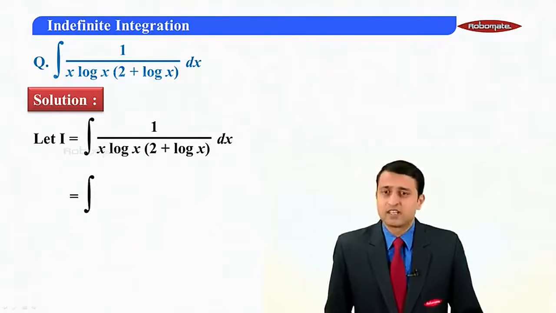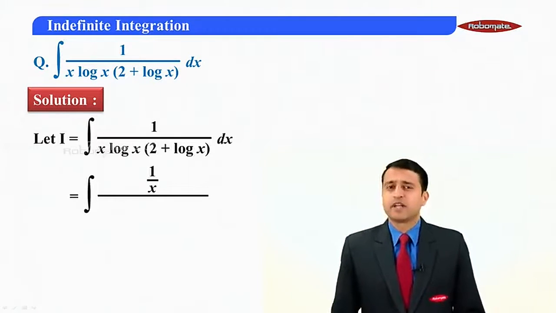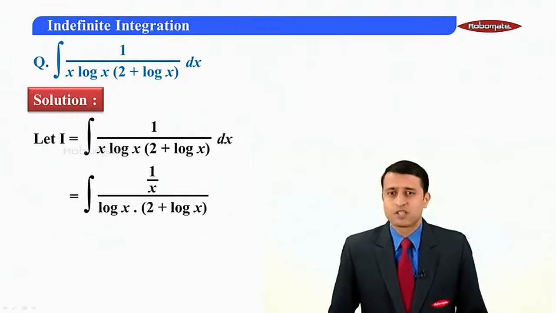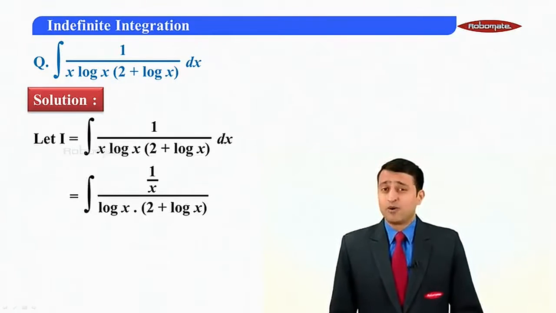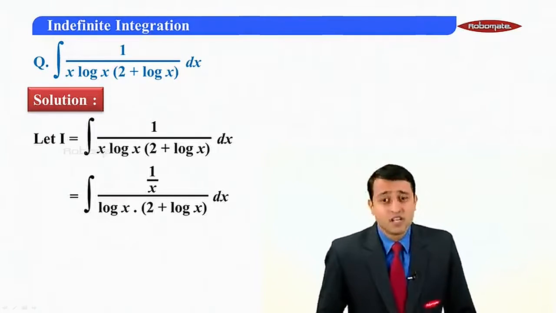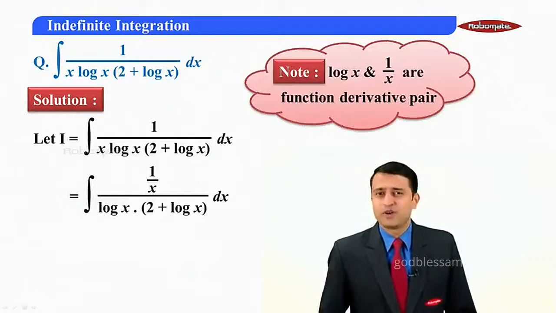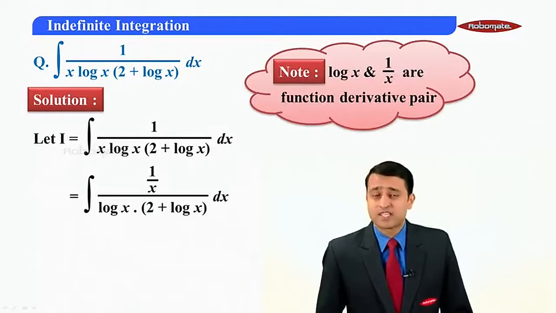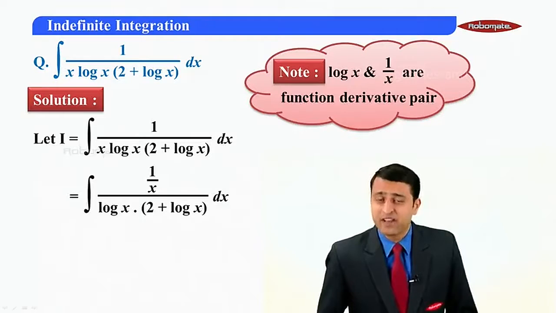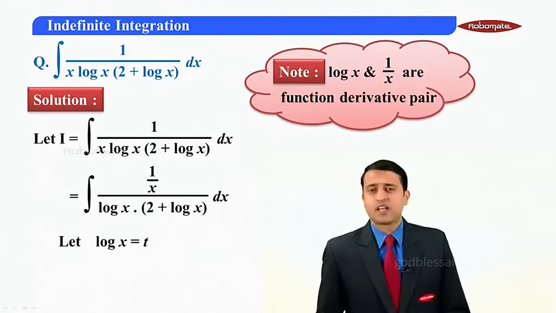We will write this integral as 1 by x in the numerator and the denominator will be written as log x into 2 plus log x. Now, this is done with a motive, and the motive is we are going to substitute log x as t, because we know that log x and 1 by x are function and derivative pair, and that makes it easy for us to understand that we are going to substitute log x as t.